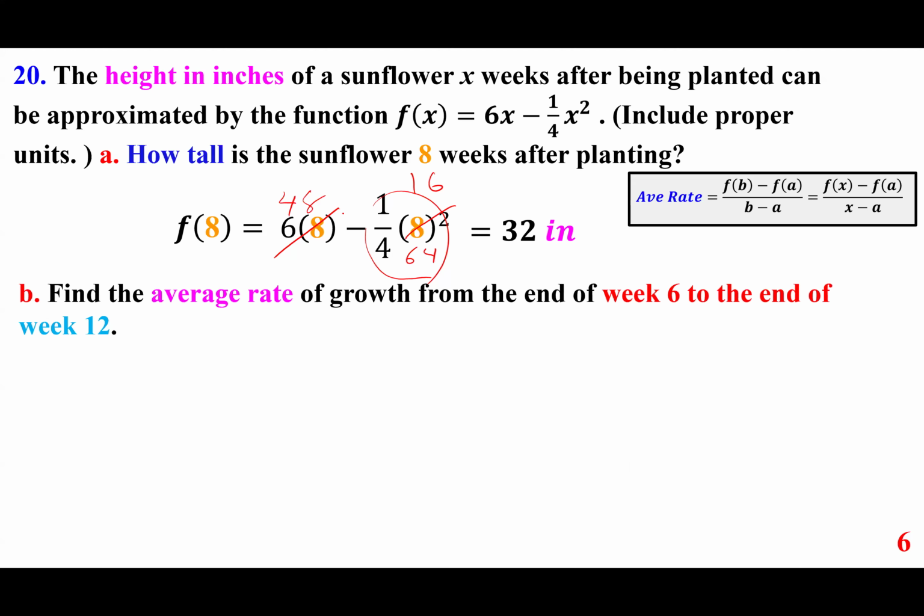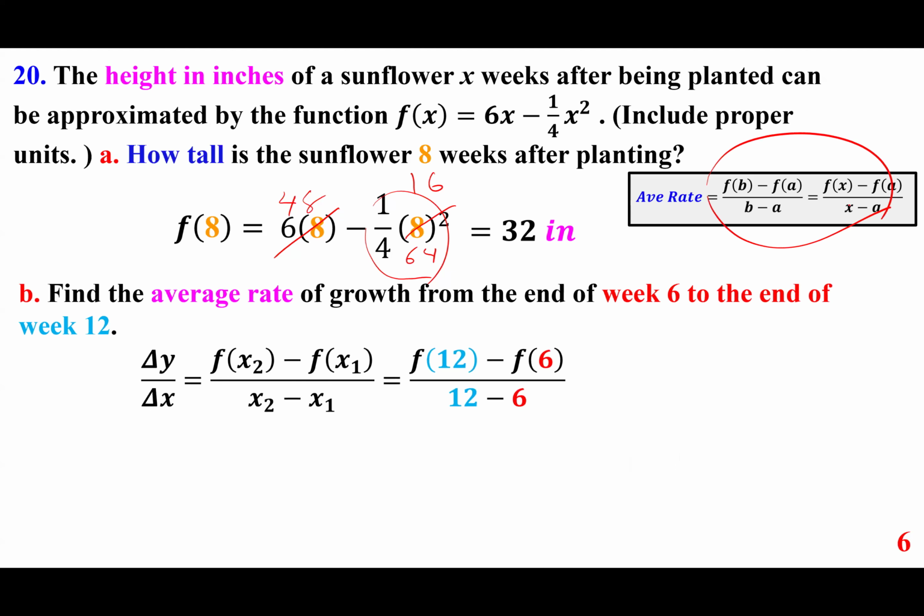Find the average rate of growth from the end of week 6 to end of week 12. Simply put, rise over run. Okay, f of b minus f of a over b minus a, or f of x sub 2 minus f of x sub 1 over x sub 2 minus x sub 1. So we have to go with f of 12 minus f of 6 over 12 minus 6.